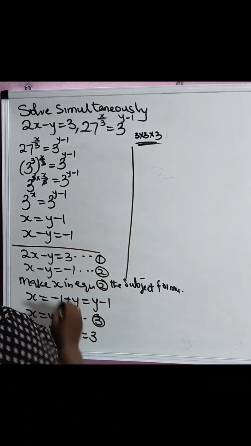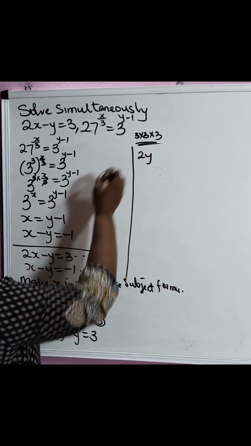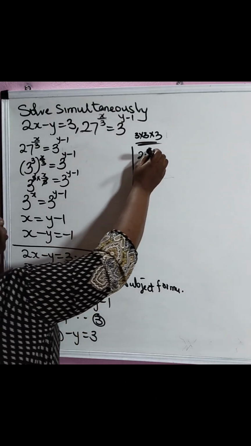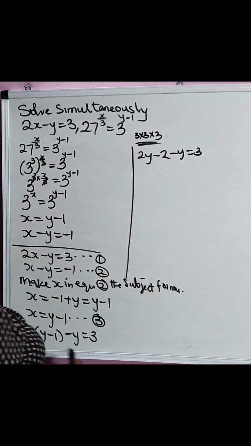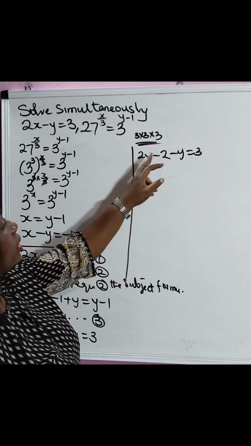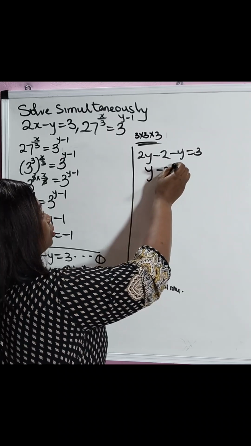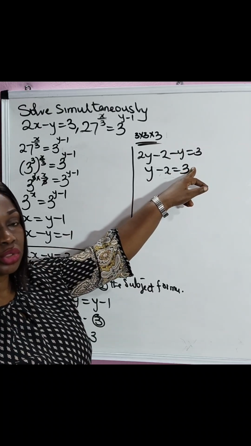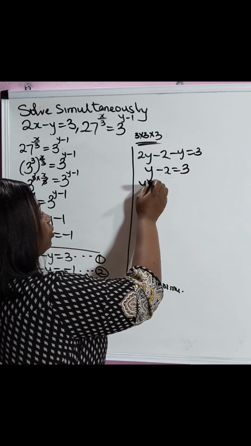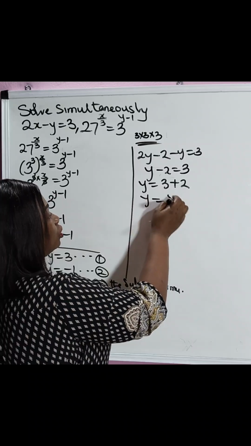From here, let's open the bracket. 2 times y will give us what? 2y. 2 times minus 1, we have minus 2. Minus y is equal to 3. Now, 2y minus y will give us what? y minus 2 equal to 3. Now, these two will cross the sign of equality, change to plus. We have y equal to 3 plus 2. Now, y is equal to 5.